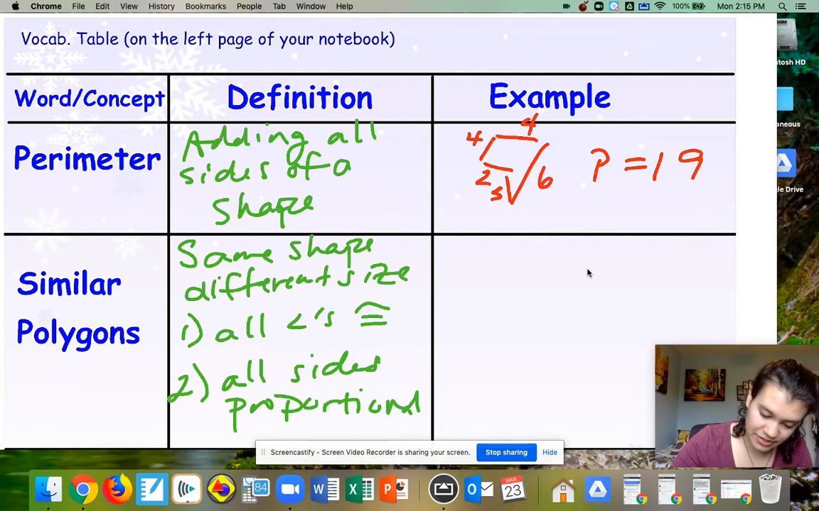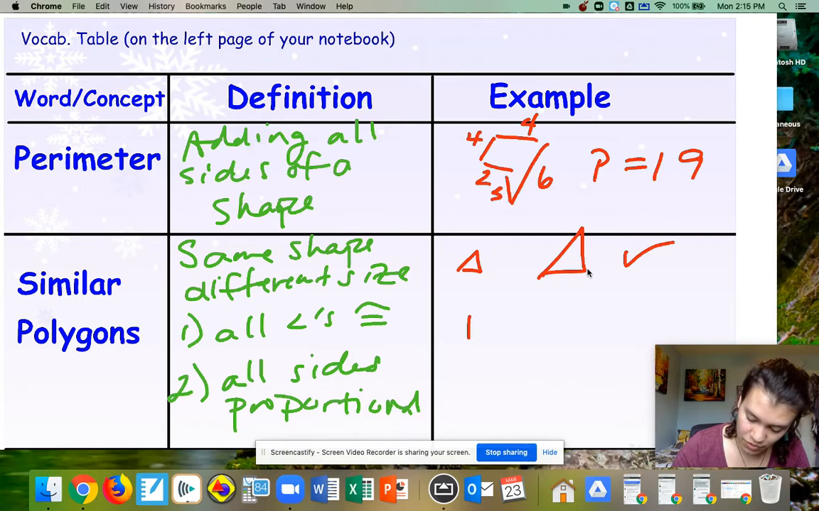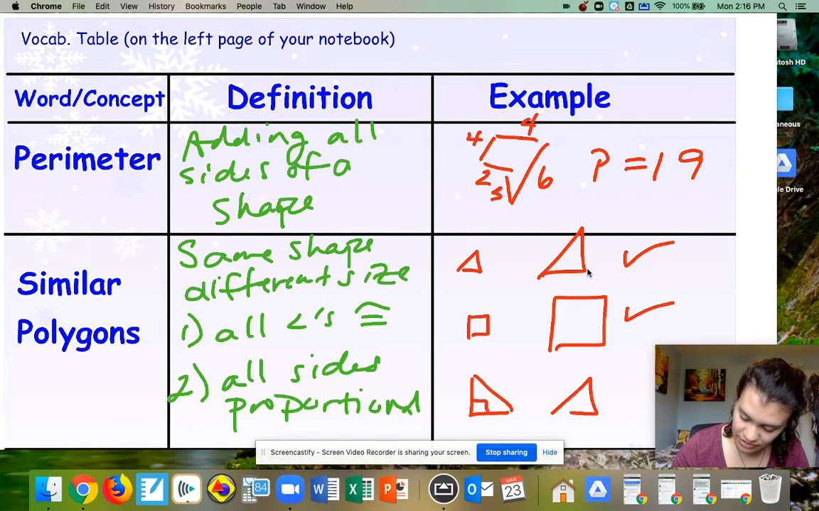So some examples here. You could do like a triangle like this and a triangle like this. Those would be similar because they're the same triangle. Or do a small square and a big square. Those would be similar. But something like this, a right triangle and another triangle, would not be similar.